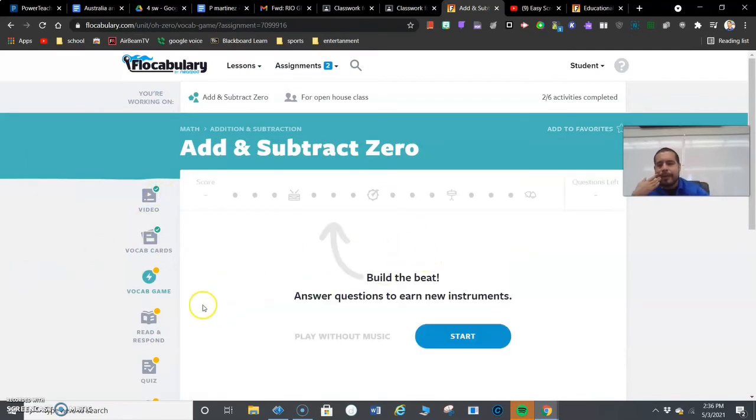And here is the vocabulary game. So here, what they're going to do is start and it's going to play some music. Now, unfortunately, with my recording, it's not going to play the music, so I'm going to switch in and out between 2 different settings. Okay, so hold on.